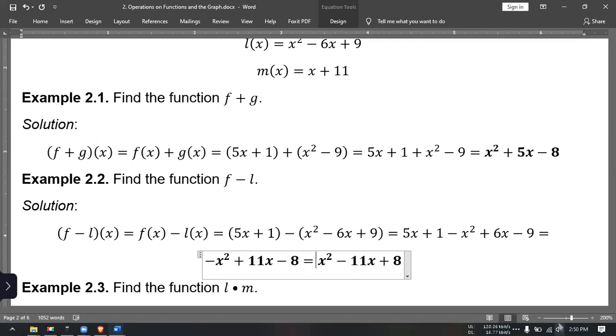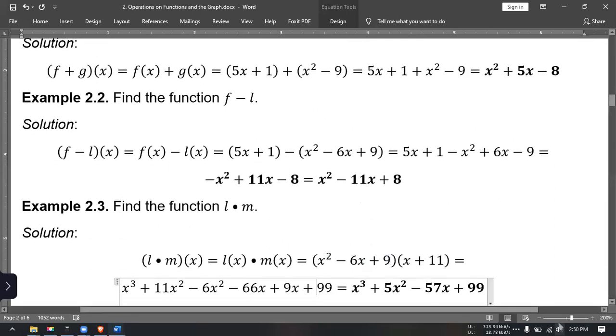And example number 3. If you have questions, no, just say something so that I can recognize. So example number 3. This time we have multiplication.